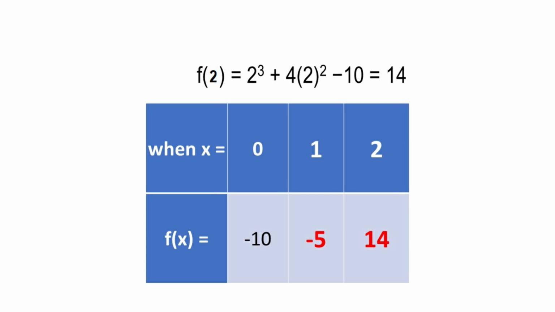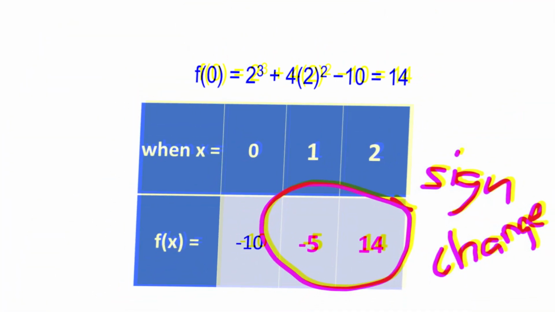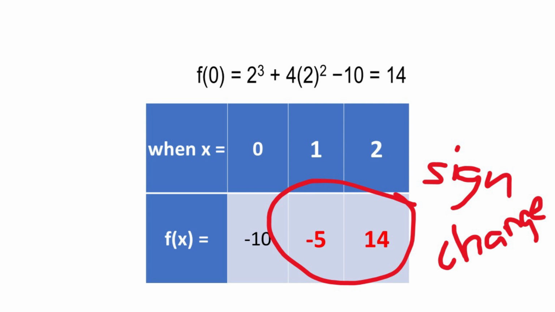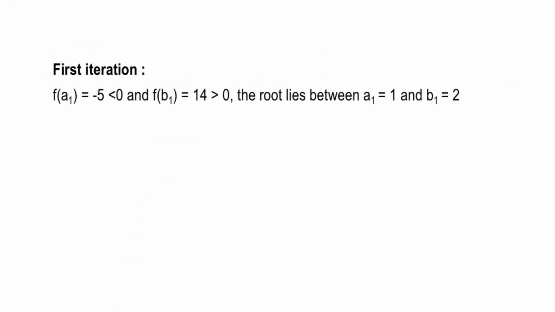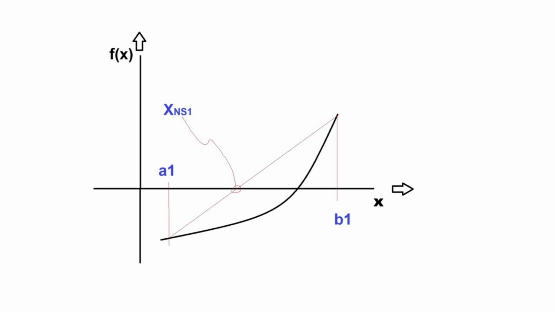Let's check for the sign change for the results of f(x), that is minus 5 and 14. It means that our interval is between 1 and 2 for our first iteration. For our first iteration, f(a sub 1) is equal to minus 5, which is less than 0, and f(b sub 1) is equal to 14, greater than 0. So the root lies between a sub 1 equals 1 and b sub 1 equals 2.